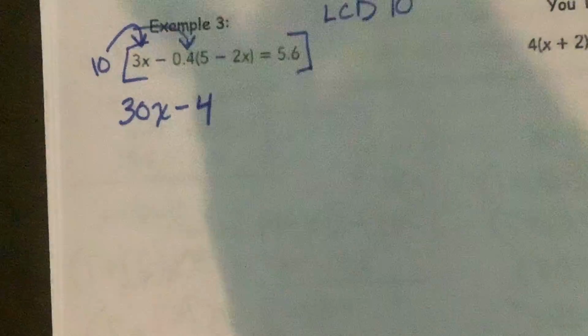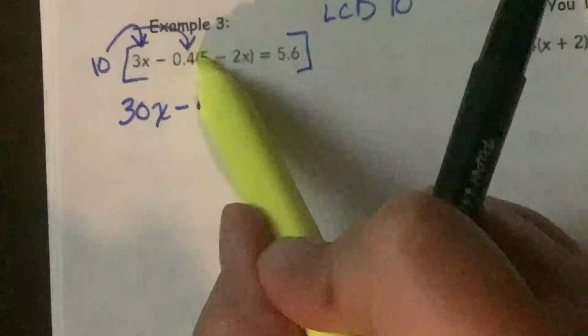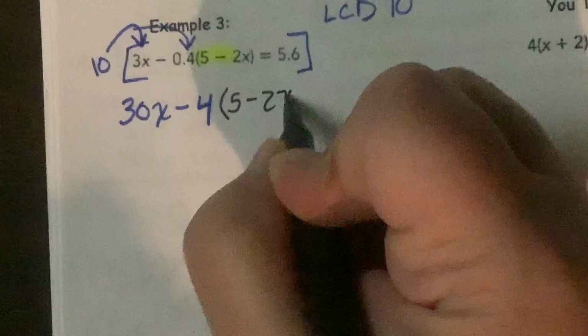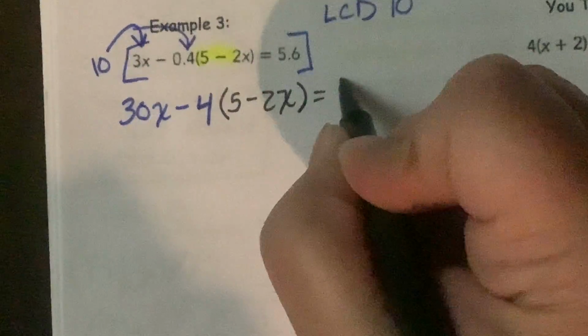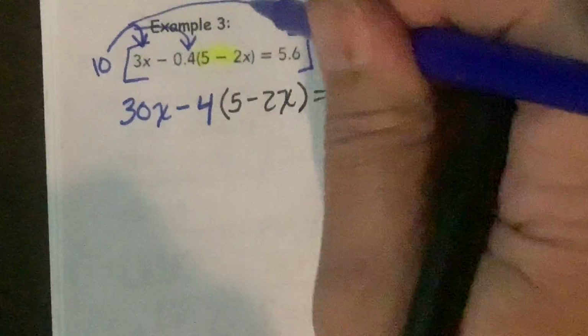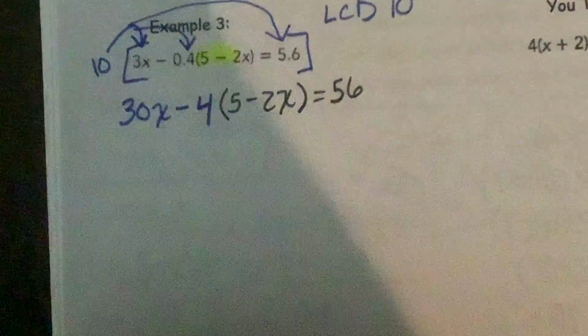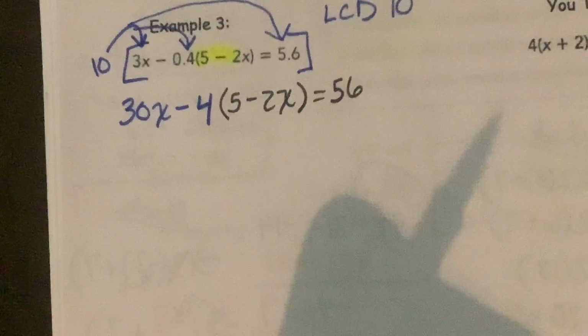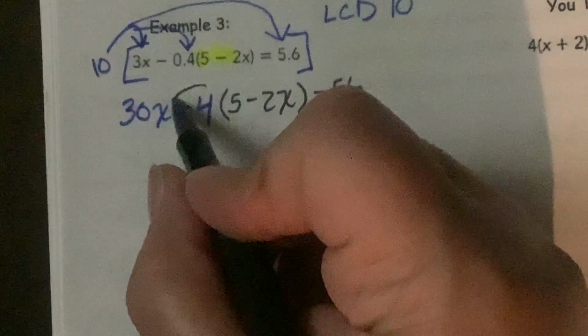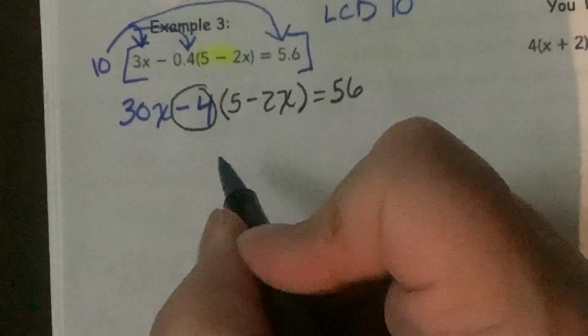Nothing happens to this. It's inside the parentheses. It's kept safe. 5 minus 2x equals 56, because, again, 10 times 5 6/10, it's 56. Okay, let's try this, see what happens. Remember, suck up that sign that's right in front there.